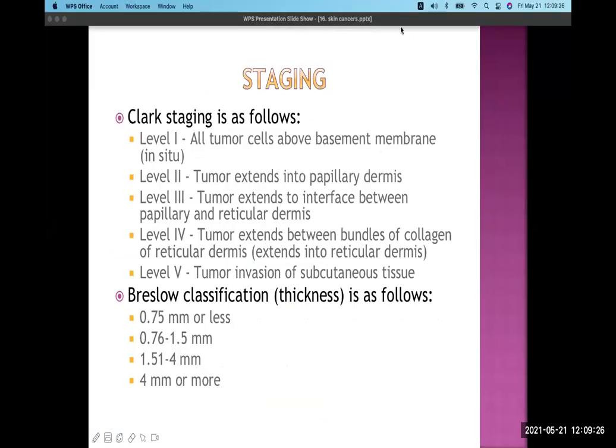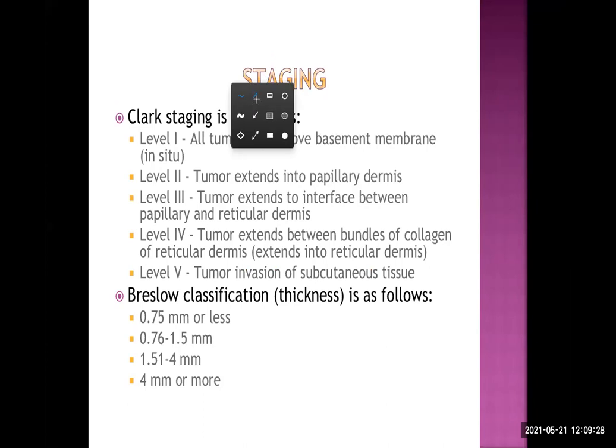Now let's talk about the staging of melanoma. There are two types of staging, or classification systems, that we use. First is called Clark staging, and second is called Breslow staging or Breslow classification. Now, what are these? See here. This Clark staging has level 1 to level 5.